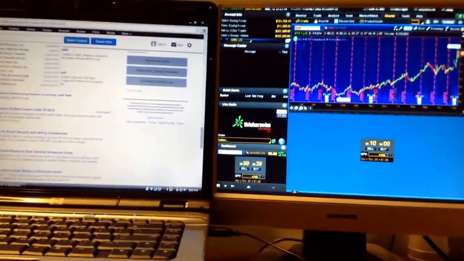And this is my homemade Bloomberg terminal. Thank you.